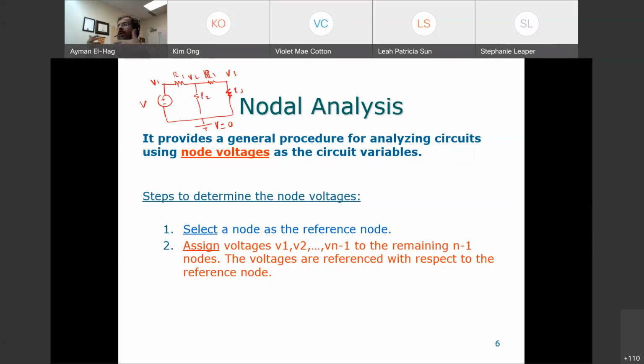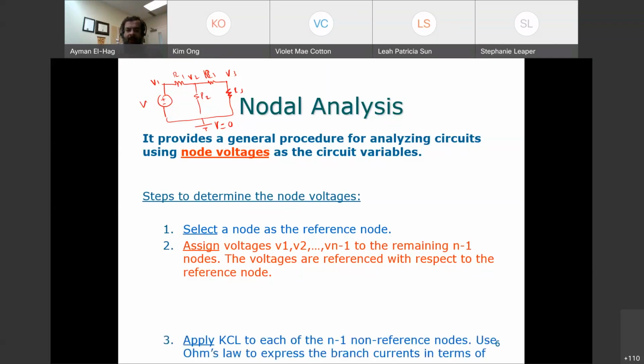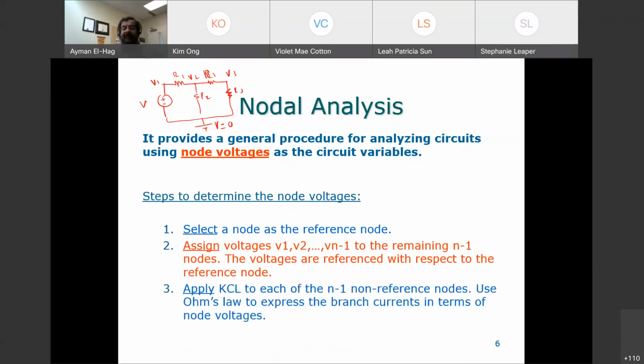So one of the nodes has already been covered. This means that I will need n minus 1 equations. This is one of the clear advantages of nodal analysis: we already know the voltage at that specific node. Then we will apply KCL.